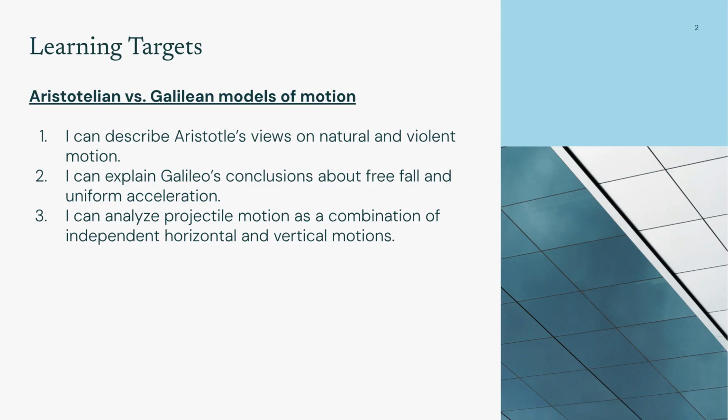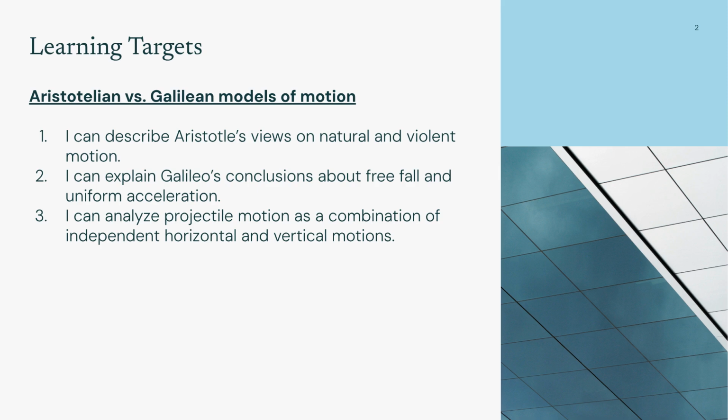Let us begin. For our first lesson, we have 3 clear learning targets. First, you will learn to describe Aristotle's ancient views on natural and violent motion. Second, you will be able to explain how Galileo concluded that falling objects experience uniform acceleration. Finally, you will analyze projectile motion, defined as objects flying through the air, by looking at horizontal and vertical movements. Keeping these targets in mind will show you exactly what to focus on today.